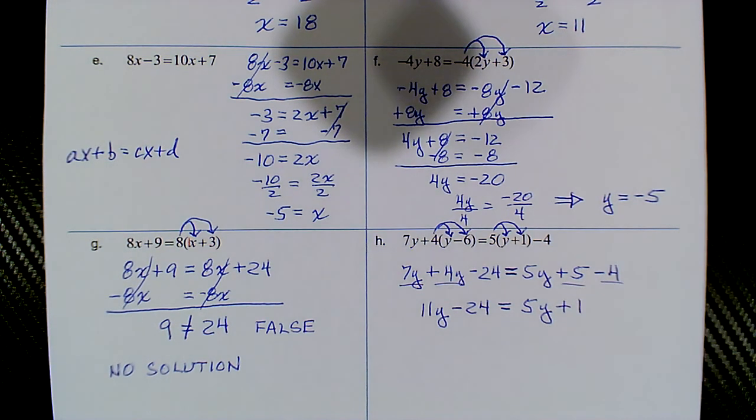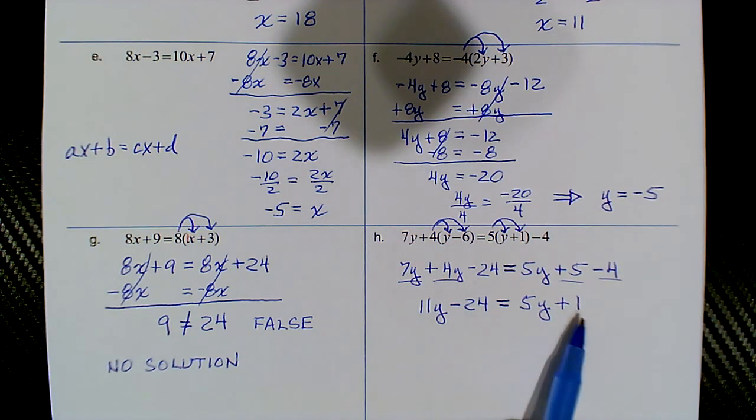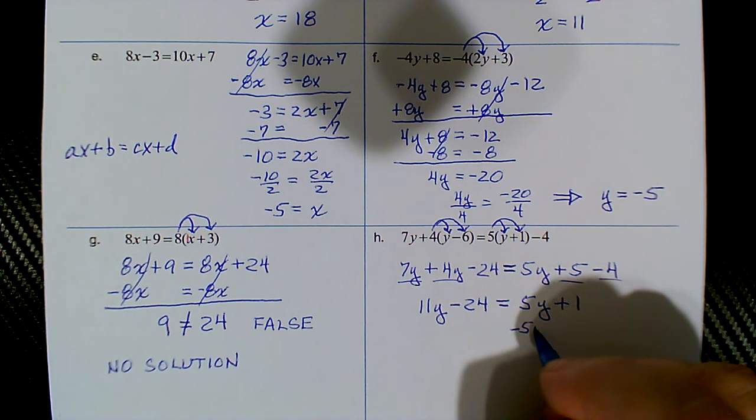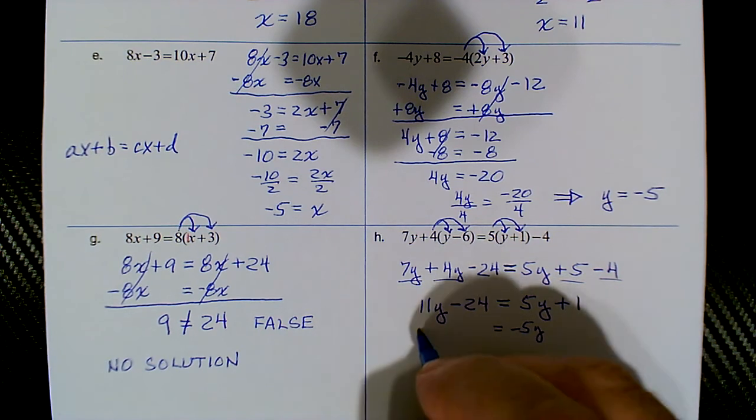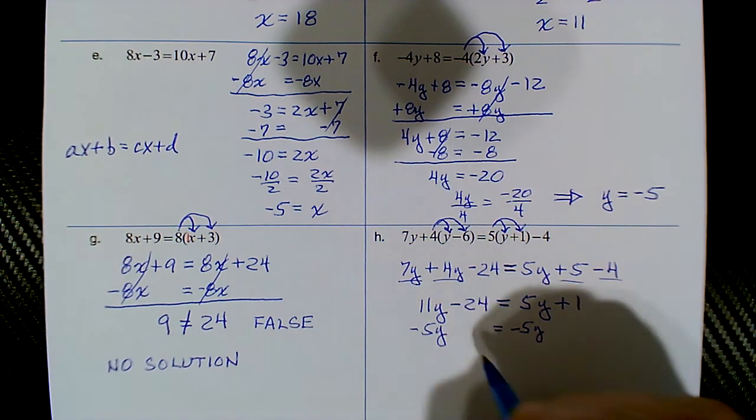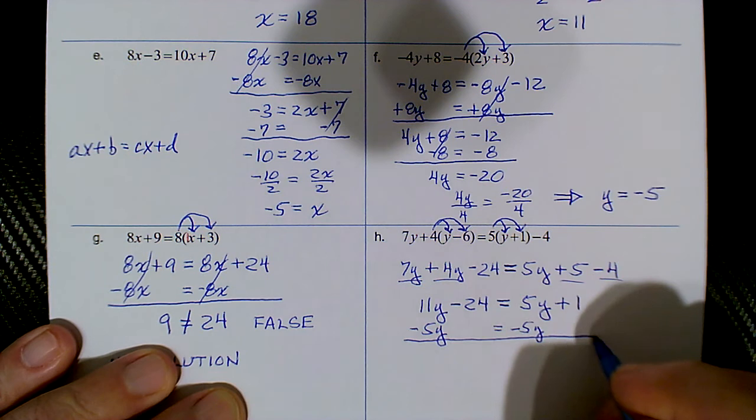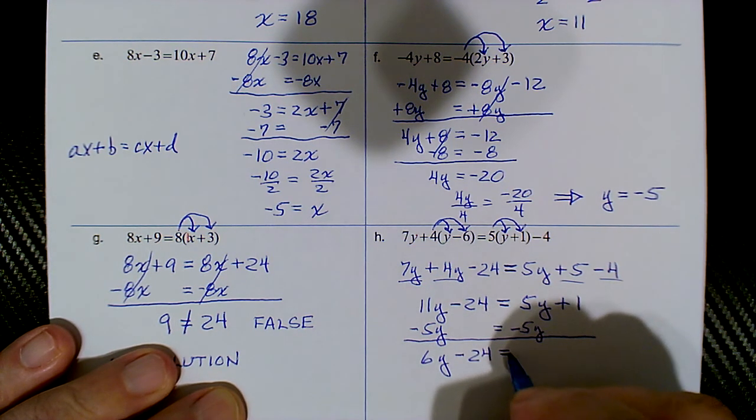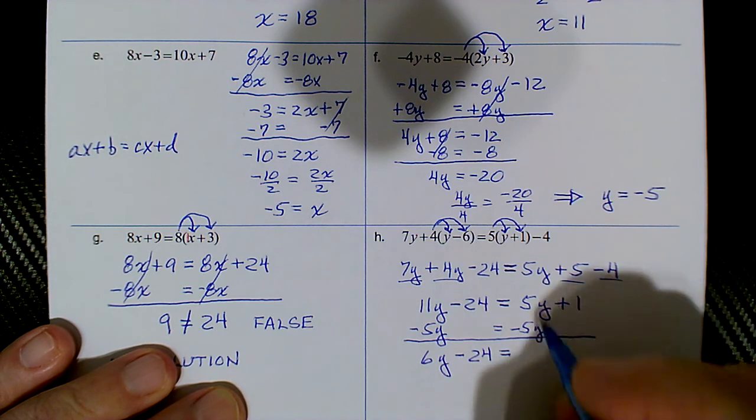Okay, so now we have the situation where that's our worst case, a variable and a constant equal to a variable and a constant. It's our three-step process. Remember, it's most advantageous to move the variable first, so therefore I'm going to subtract 5y from both sides of the equation. I want to move the variable to the left in this case, and subtracting 5y from both sides, showing it explicitly, as hopefully you are doing as well. We get 6y minus 24 equals 1.